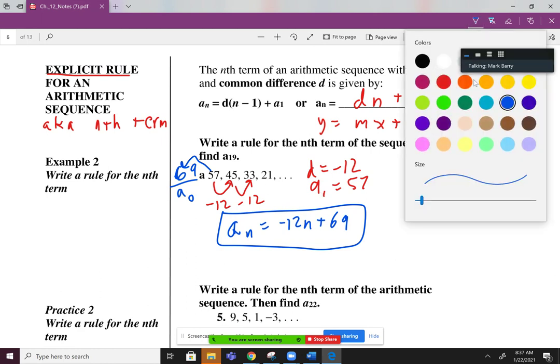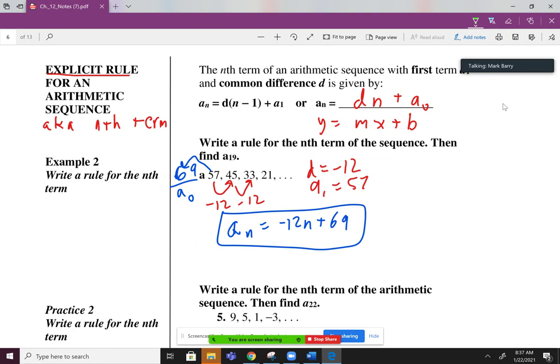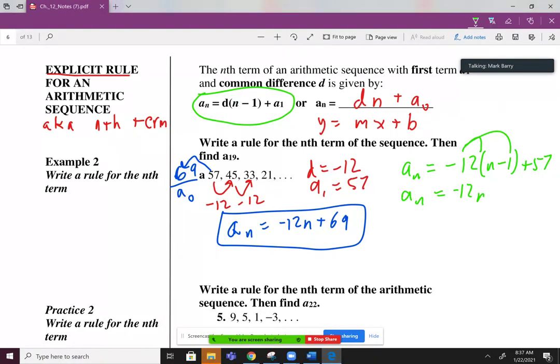Now, what if I did this the other way? I can actually do that super quick. So what if I use the other formula, right? Would it still work? Well, I would say a sub n equals, d is still negative 12, and a sub 1 is 57, right? Well, what if I distributed that in there? Negative 12n plus 12 plus 57. What would that end up with? Negative 12n plus 69. Should you do that both ways? No. Whichever way you thought was easier out of those two, I would recommend. I always like using the dn plus a sub 0. I think it's a little bit easier personally, but a lot of people actually like the a1 version.